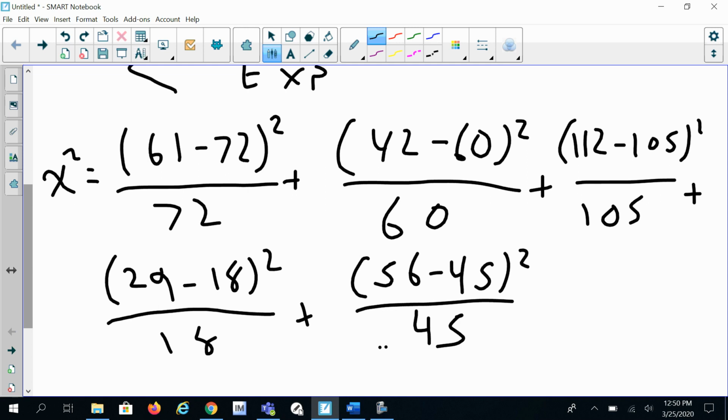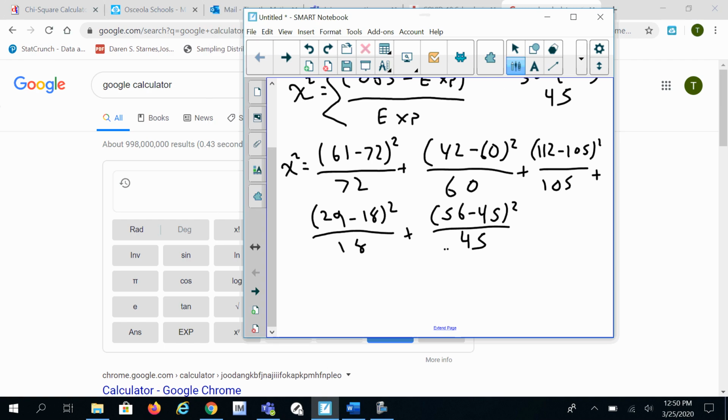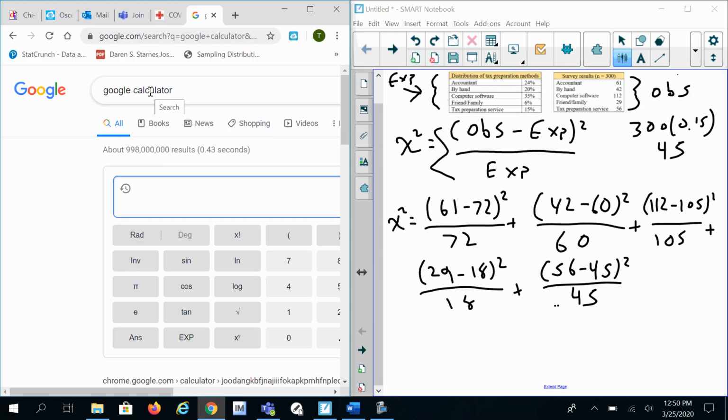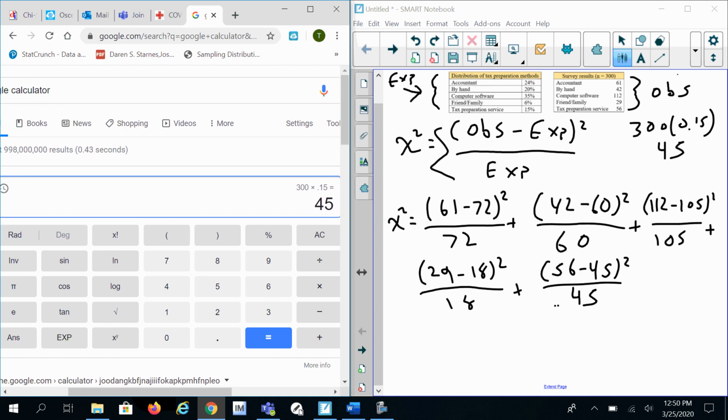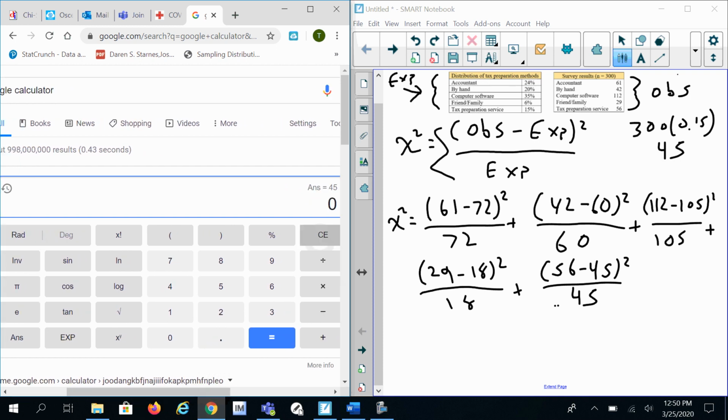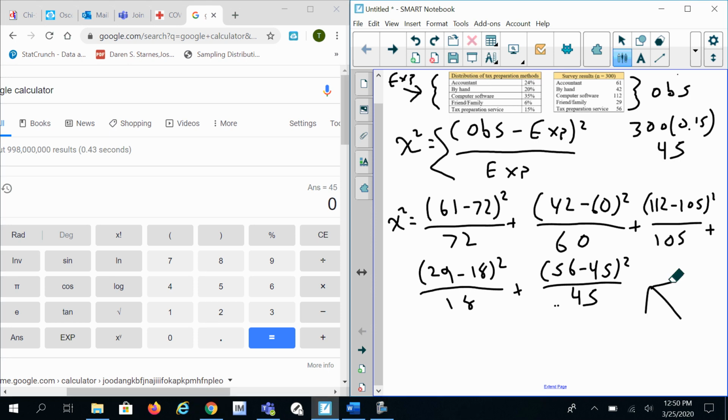Now, the Google calculator will do this just fine. You don't need to do anything fancy here. The problem is I probably should have written this down. So I'm going to do this so that we can all see what's going on. Okay, and I need to type this part in here, all of this stuff. So I'm going to do that right now.